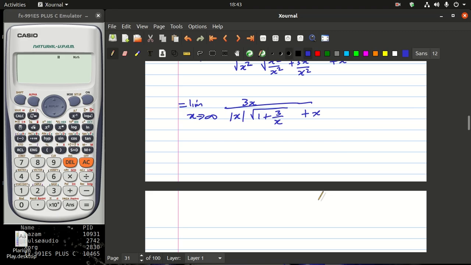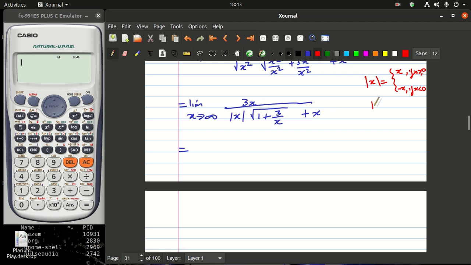What I want us to actually realize here is important more than anything we have done. We know that the absolute value of x is always going to be x if x is greater than or equal to 0, and it's going to be minus x if x is less than 0. Why is that so? Because the absolute value is always positive.